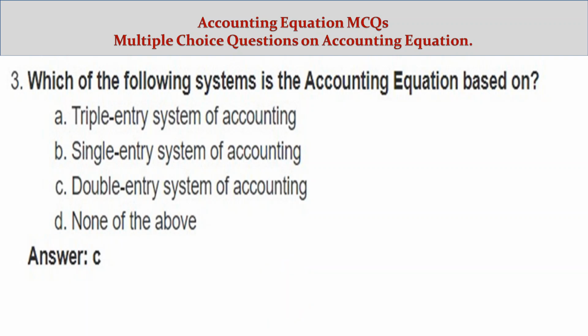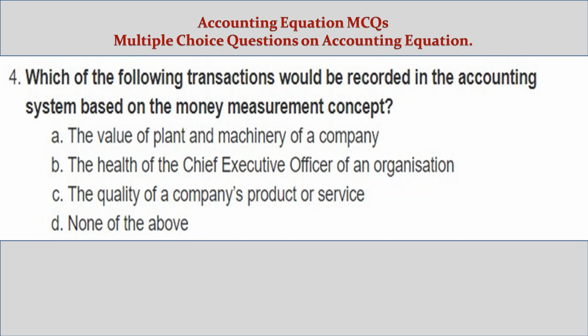Answer C. Double entry system of accounting. 4. Which of the following transactions would be recorded in the accounting system based on the money measurement concept? Option A. The value of plant and machinery of a company. Option B. The health of the chief executive officer of an organization. Option C. The quality of a company's product or service. Option D. None of the above.